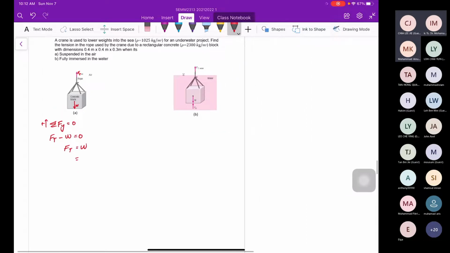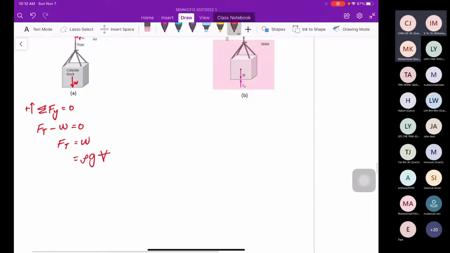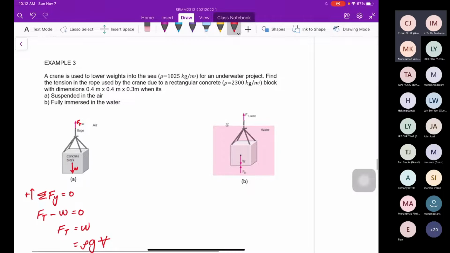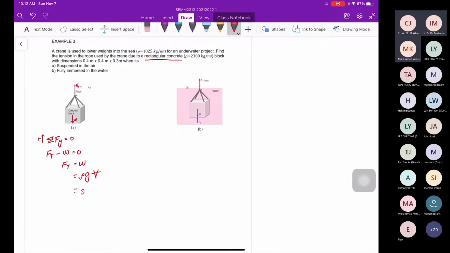To calculate the weight, it is rho g V, where V is the volume of the block. The density is the density of the concrete block, which is given as 2300, multiplied with gravity 9.81, multiplied with the volume of the block. So what's the volume? This value: 0.4, 0.4, 0.3.